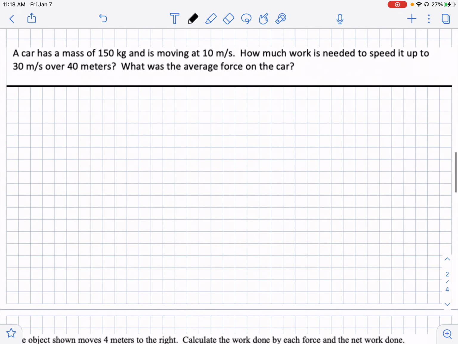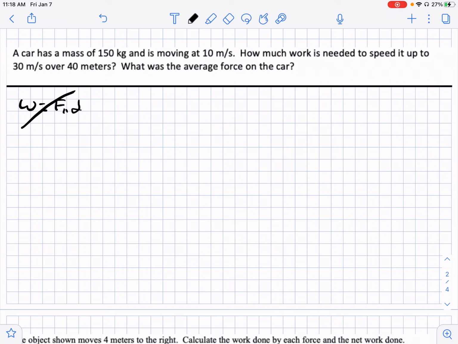a couple problems here. The first one says that a car has a mass of 150 kilograms. It's moving at 10 meters per second. How much work is needed to speed it up to 30 meters per second over a course of 40 meters? And what's the average force on the car? So our first equation that we learned, work is equal to the parallel force times the distance. But in this problem, I don't have the force information. I do have the distance, but I don't have the information about the force. So I can't use this equation here.